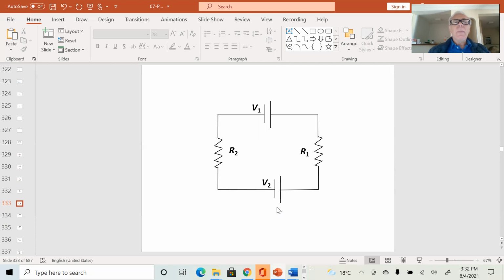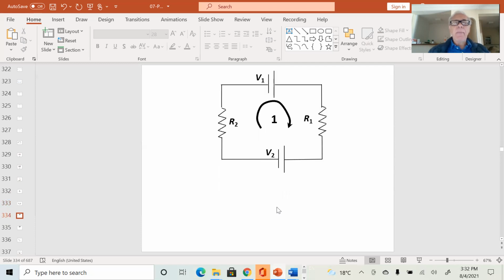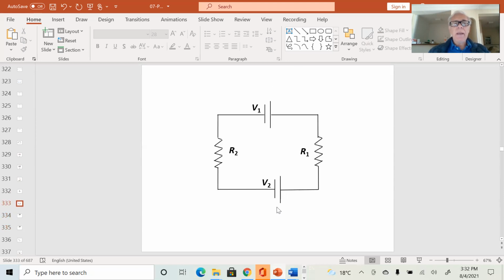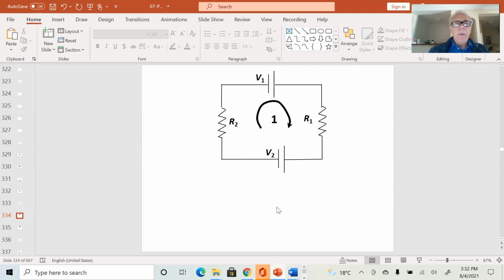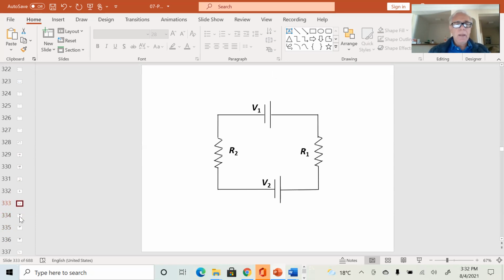In this case, we set up a loop. We give it a name, number 1. Okay? Loop number 1. So there are loops, and sometimes there will also be nodes. Okay, let me.